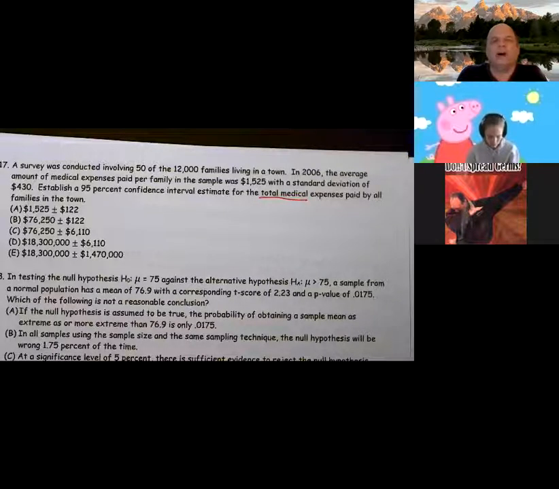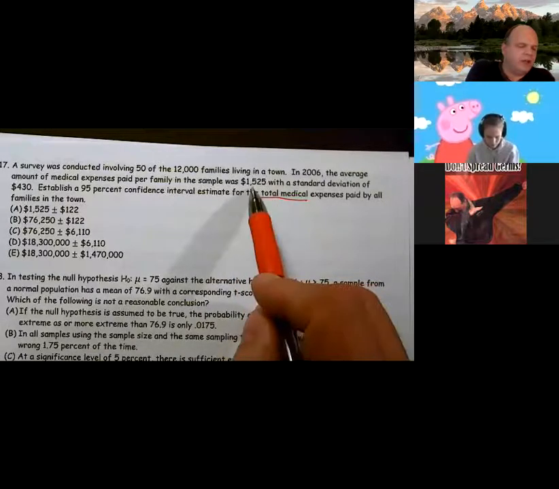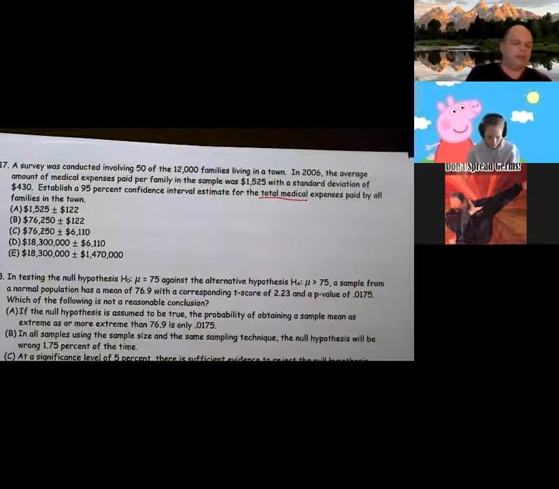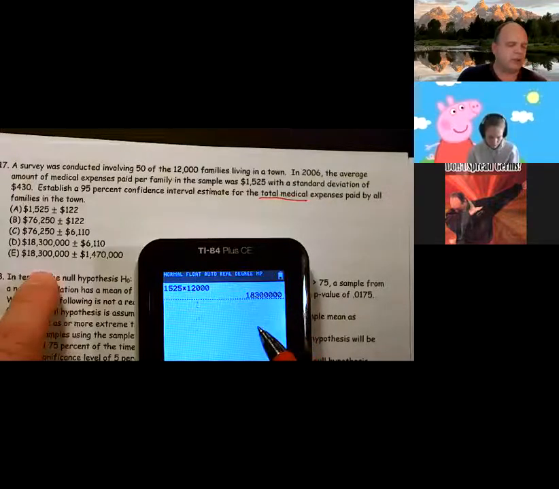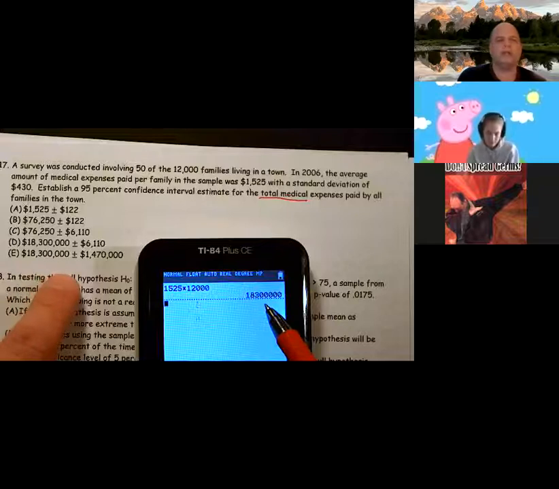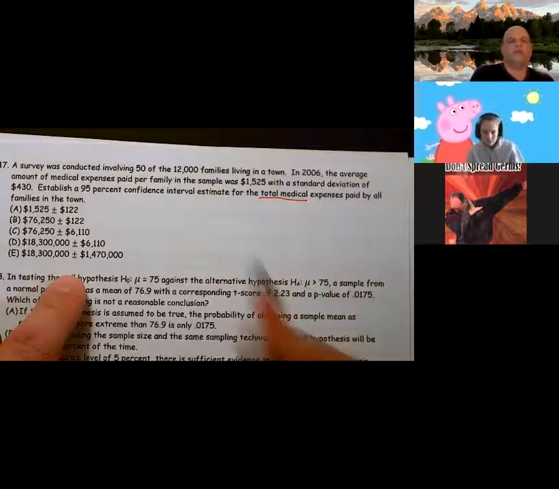They're asking me to figure out the entire amount. Okay, so first off, the average paid per family was 1,525. Well, how many families are there? 12,000. So I should be able to just multiply those two values, 1,525 times 12,000, and I get 18,300,000. All right.